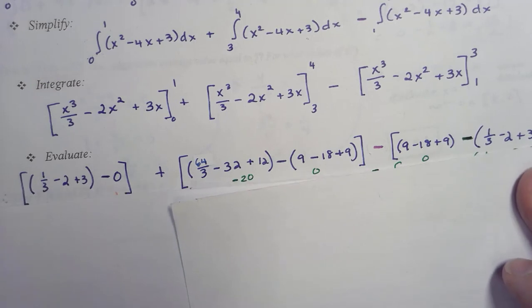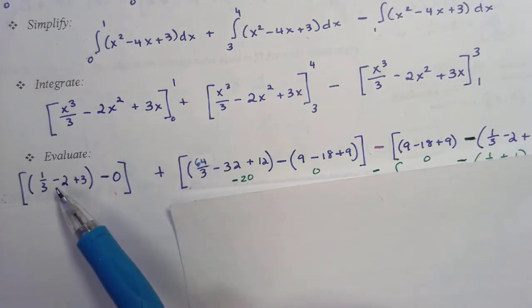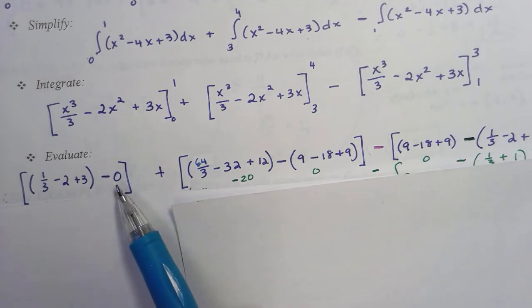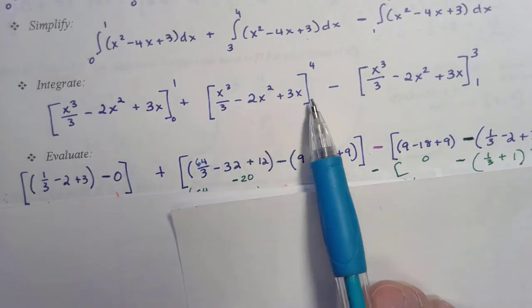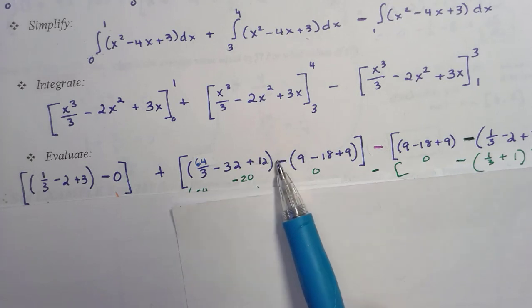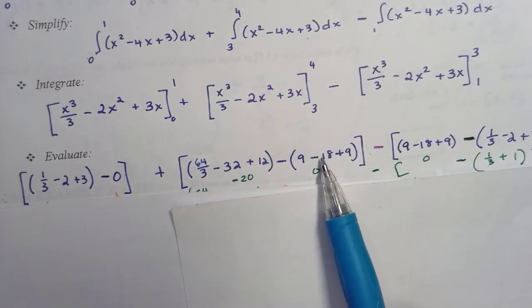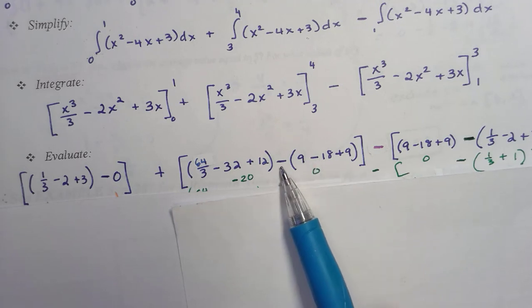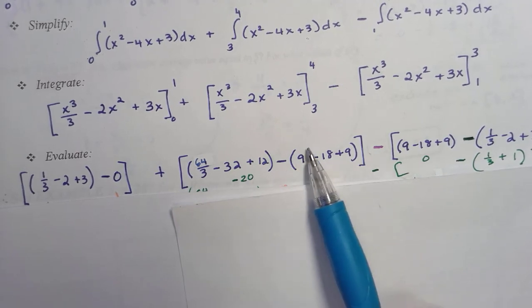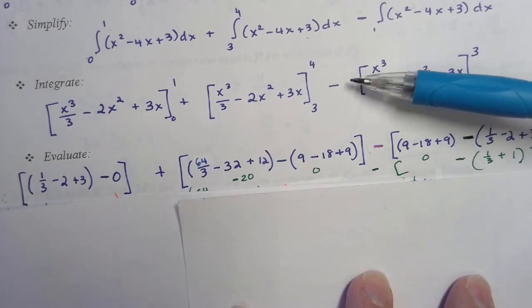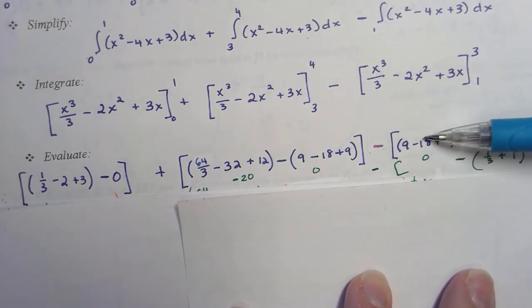Now we're going to evaluate each from 0 to 1, substitute 1, minus, substitute 0. Cool, we know that's going to be 0. Okay, then from 3 to 4, substitute 4, minus, substitute 3. Again, be very, very careful in what you show with your work. Make sure you have your negative sign here and parentheses around the part that follows it. And then minus, substitute 3, minus, substitute 1.